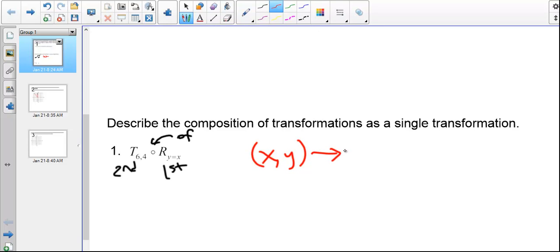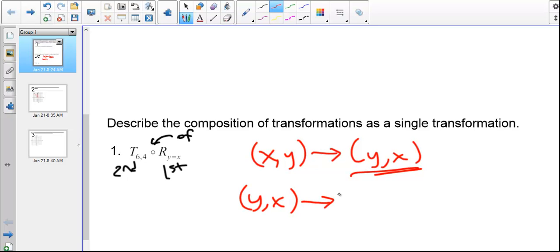transformations, I know that if I reflect across y equals x, the rule is that my point (x, y) would become the point (y, x), right? And so what we want to do is translate the result of this. So my (y, x) is going to be translated. If I move to the right 6 units, my x-coordinate, which is represented by the letter y right now, would be increased by 6, and I would add 4 to my y-coordinate, which is this x. Okay?